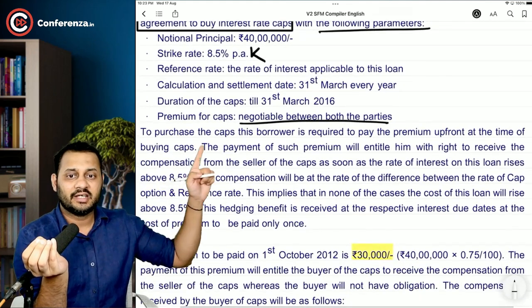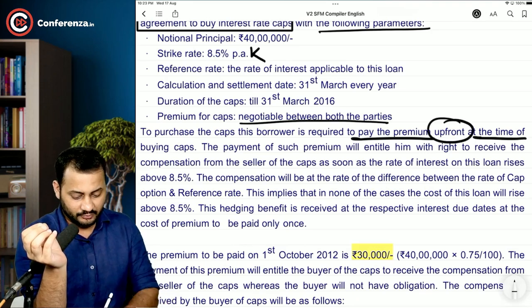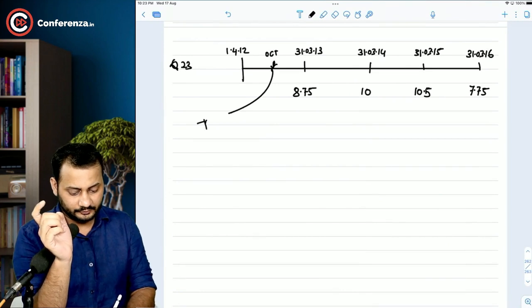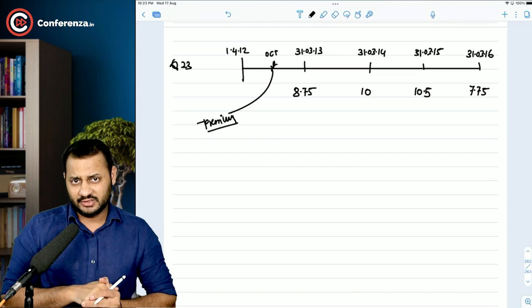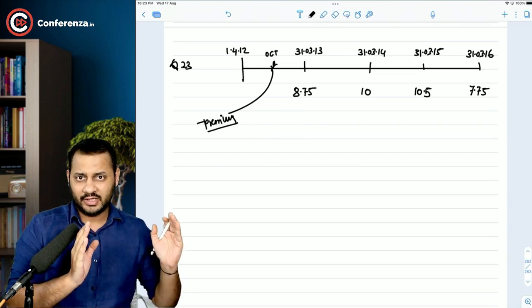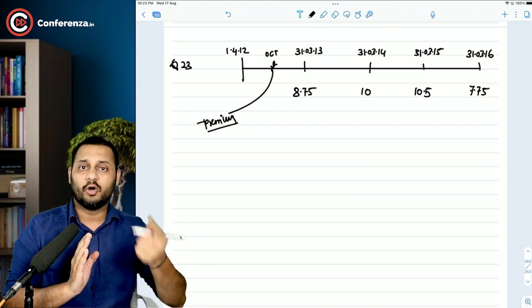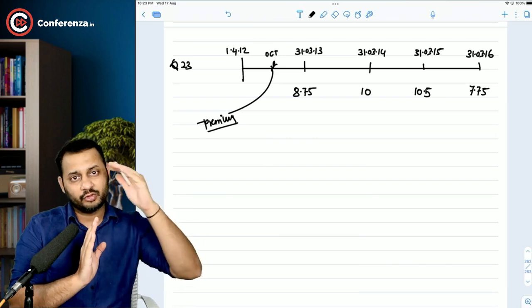To purchase the cap, this borrower is required to pay the premium upfront at the time of buying the caps. That means the premium will be paid here. What happens in the insurance? If you buy an insurance for the entire year, you pay the premium at the beginning. You can also have an option to pay the premium for 3 years. So you can pay the premium for 3 years at a stretch.